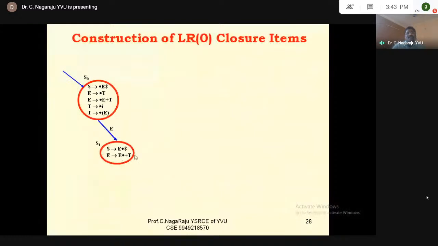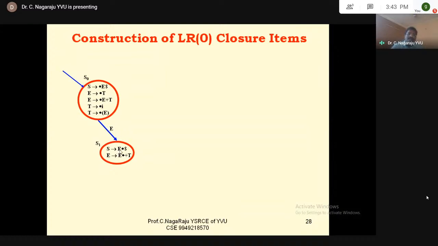How will that be entered? After seeing the productions of all the E's. S can have the form of E, so in this case the dot only moves one position. Dot will be moving to the other position. E can have the form of E; all the E productions we are writing here, dot E plus T. Then we call it state 2.